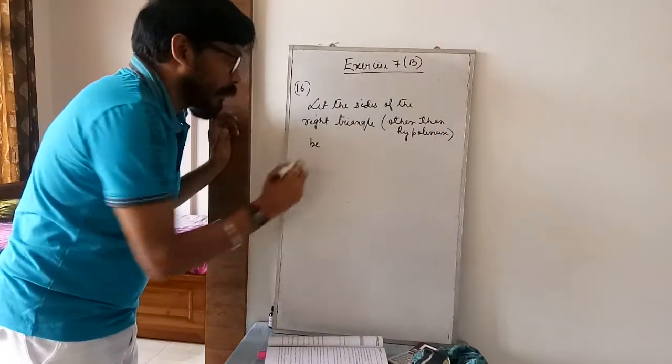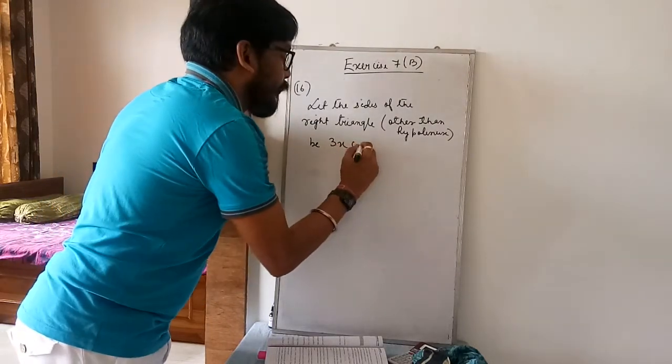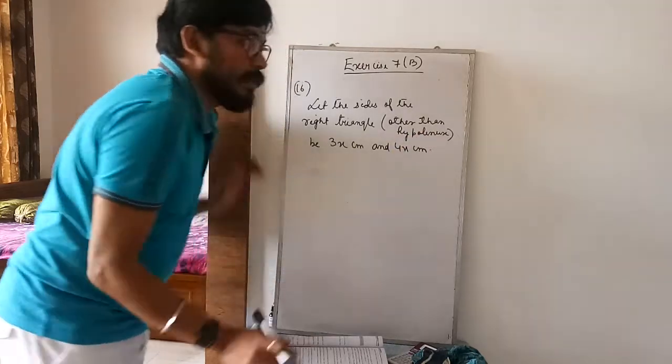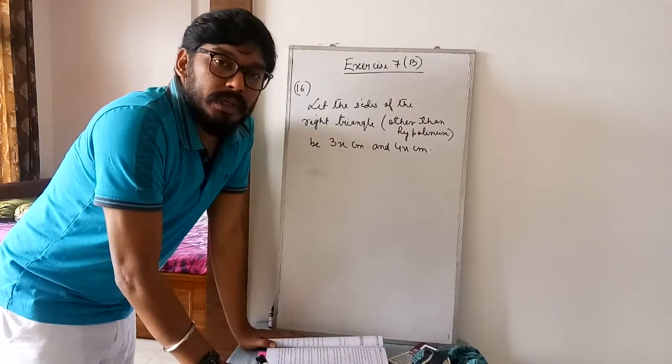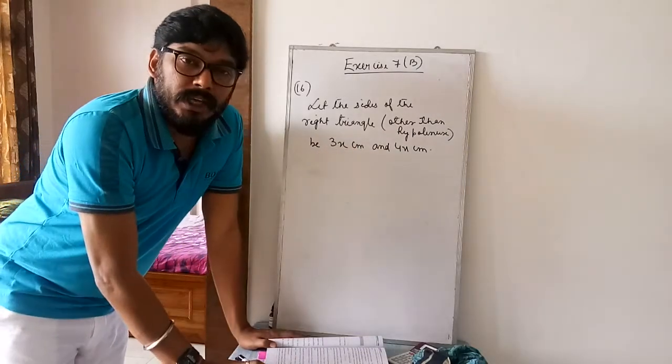So I will remove the ratio. It will be 3x centimeter and 4x centimeter. Why did I give centimeter? Because in the question the unit is given as centimeter. So you know the other two sides other than the hypotenuse.